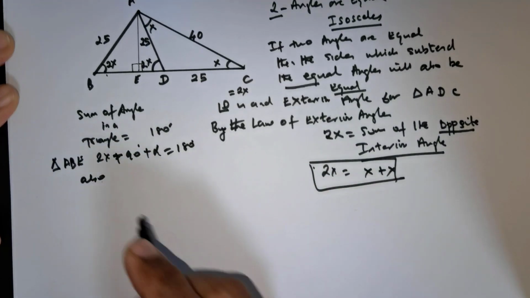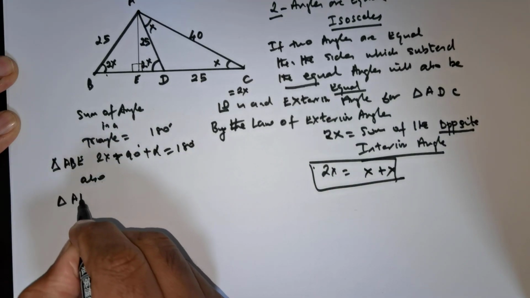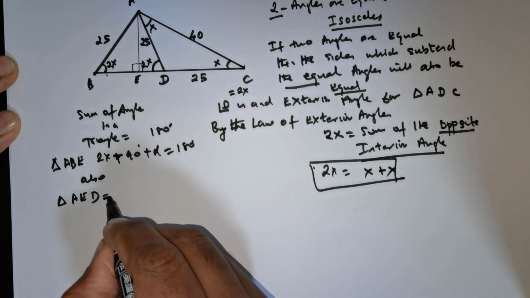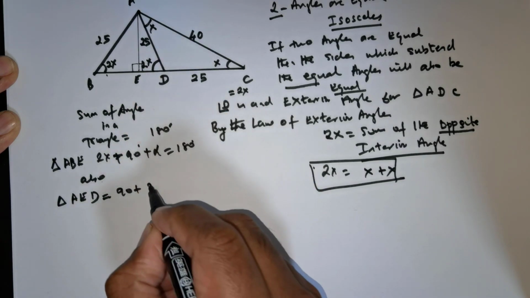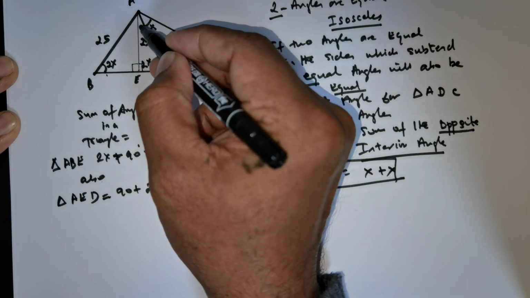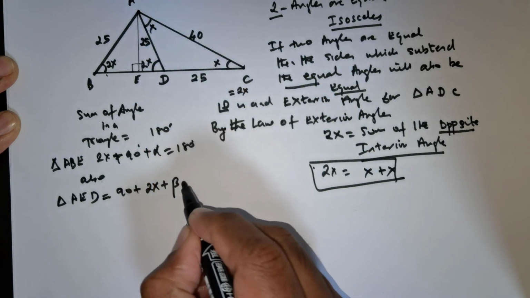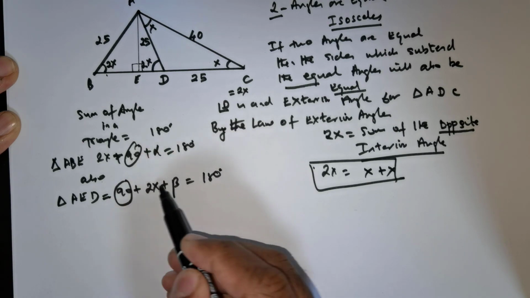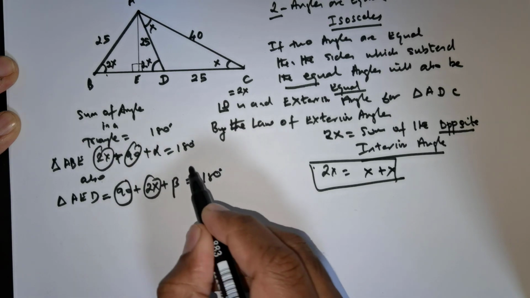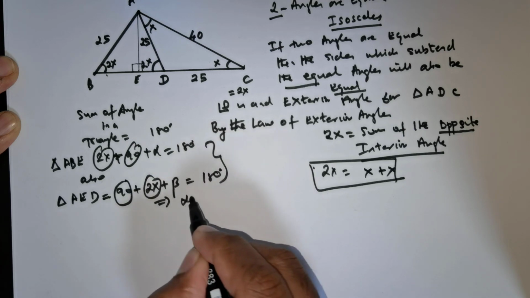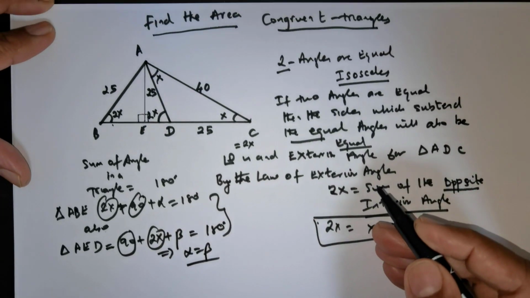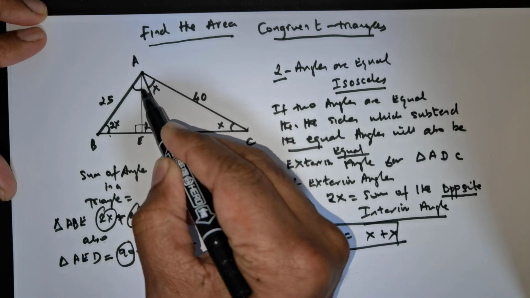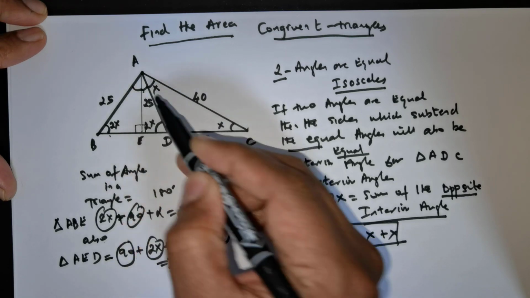Also, if I were to consider triangle AED, I got a 90 degrees and then I got a 2x. Then if I take this as some beta, this would be equal to 180 degrees. Now clearly you see I got a 90, I got a 90, I got a 2x and a 2x. So this would mean alpha is equal to beta. So that is what is going to help us. So this and this are equal. Both the angles are equal.